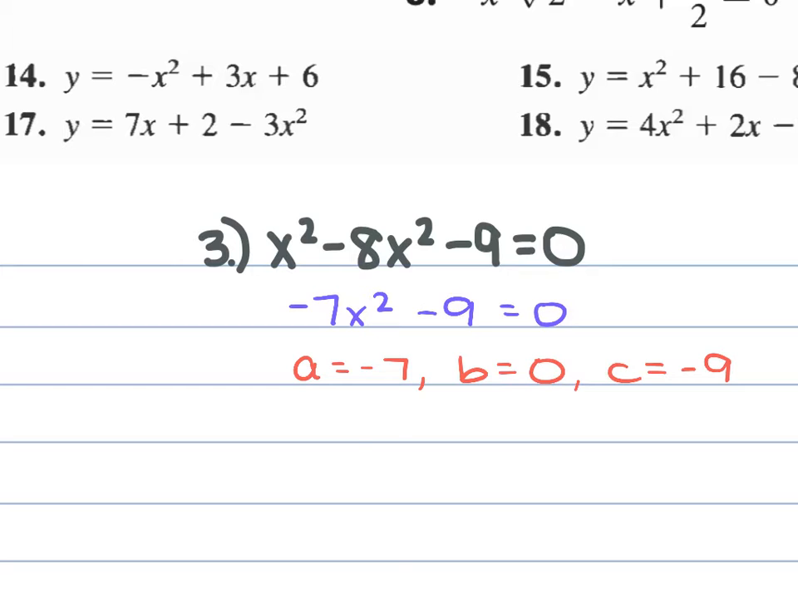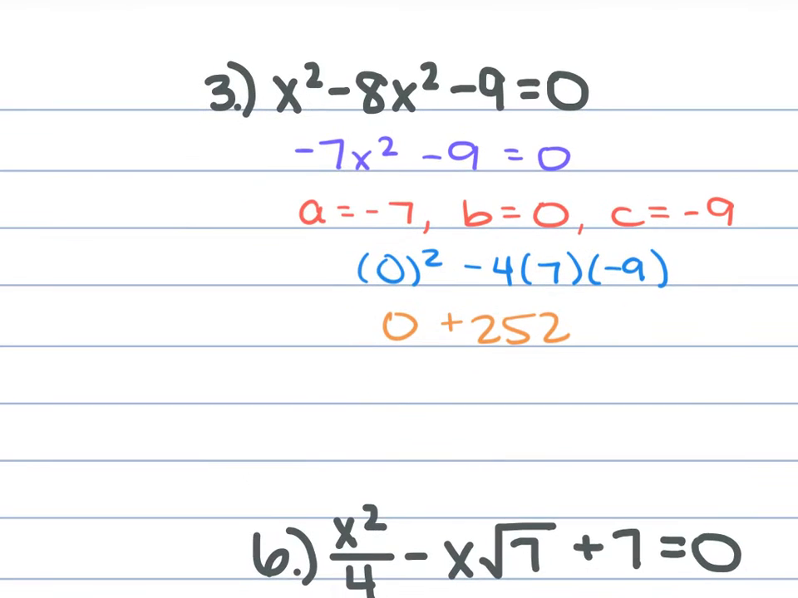So plugging these in, we're going to have 0 squared minus 4 times negative 7 times negative 9. The 0 squared is 0. The negative 4 times negative 7 is 28. 28 times negative 9 is negative 252. Because we get a positive number here, we have 2 real solutions.